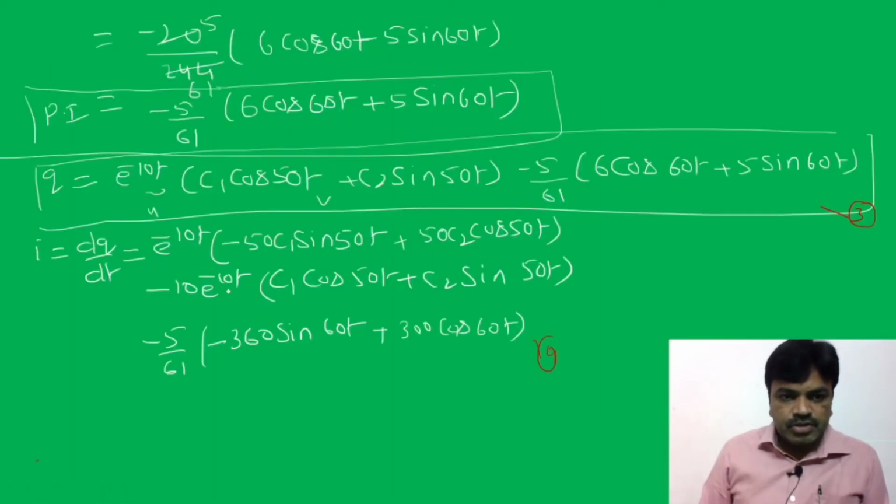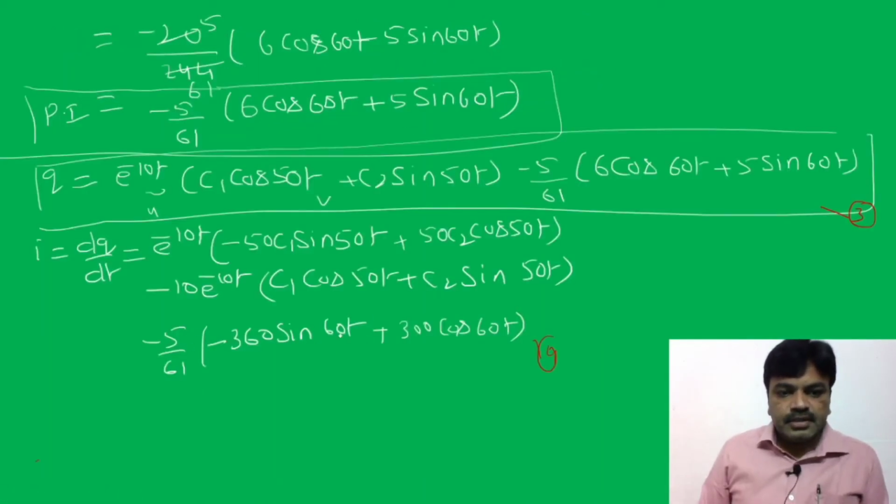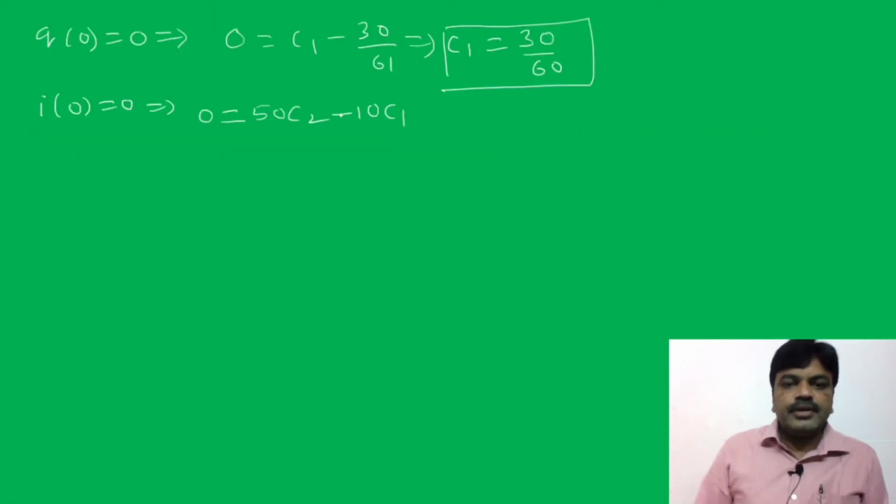Minus e power 0 value is 1, so minus 10 cos 0, where cos 0 value is 1 and sin 0 value is 0. So we get here minus 10 C1. And then here sin 0 value is 0, cos 0 value is 1, so we have 300 into 5, 1500, so minus 1500 by 61. We need here the C2 value.